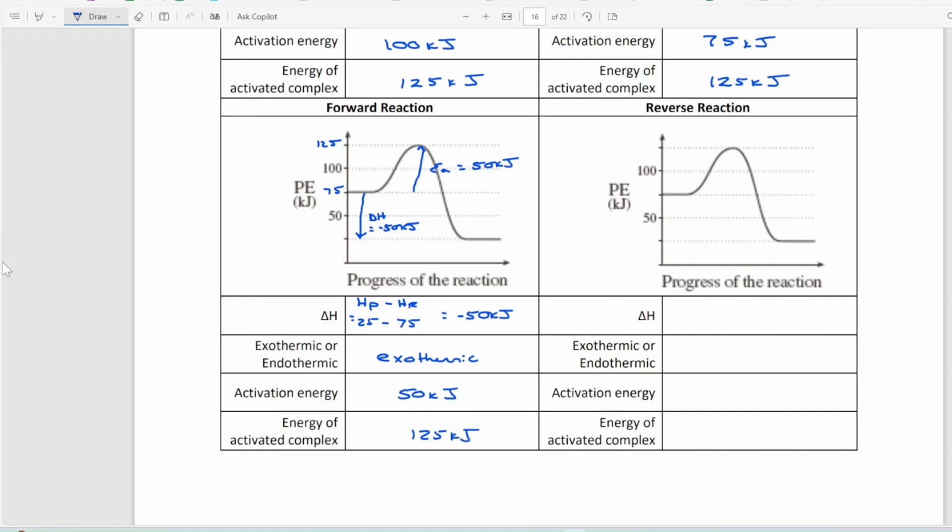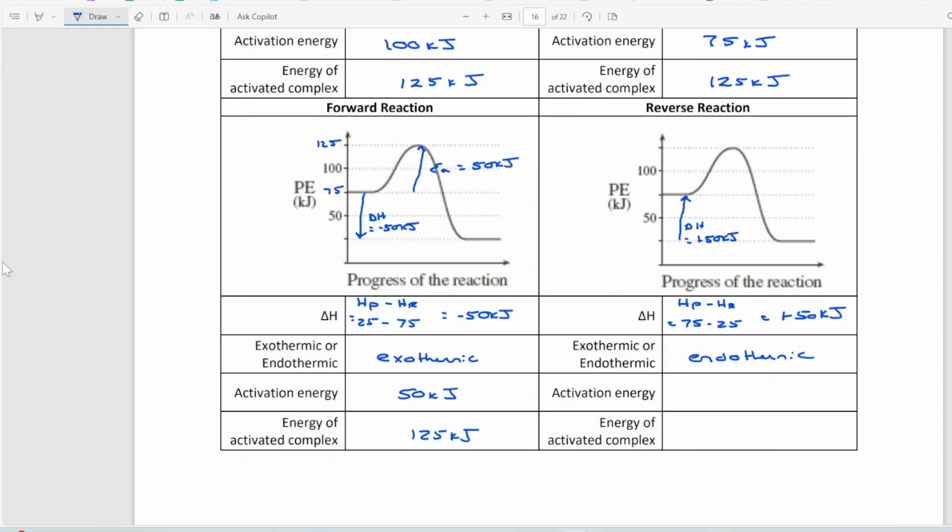Whereas if I look in reverse, all of a sudden it's a step up. So I'm having an input of energy, and my enthalpy change is going to be positive 50 kilojoules. Again, you can calculate that by doing heat of products minus heat of reactants, where this time my products are 75 and my reactants are 25, which would give me positive 50 kilojoules. This reaction is endothermic.